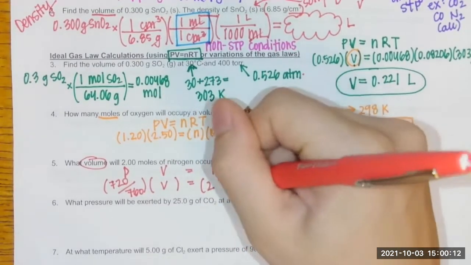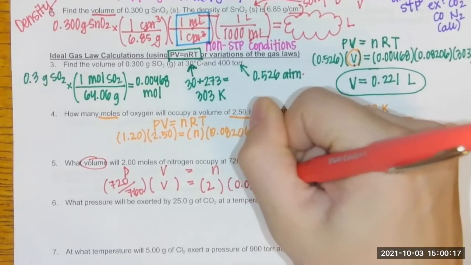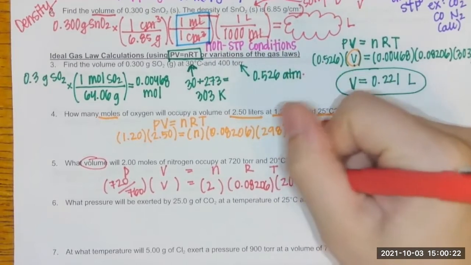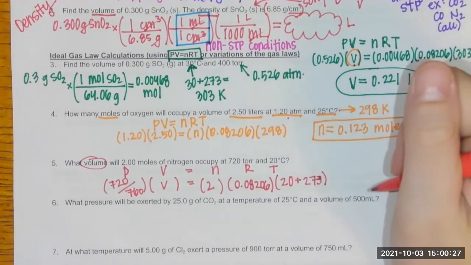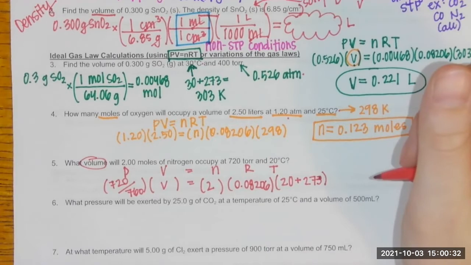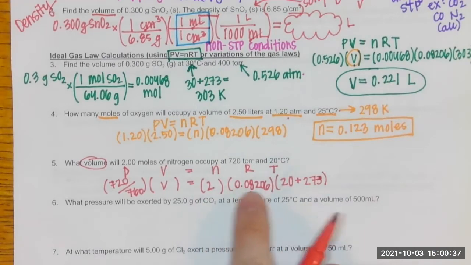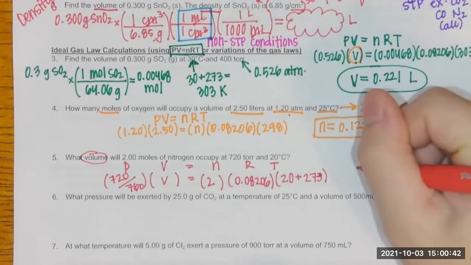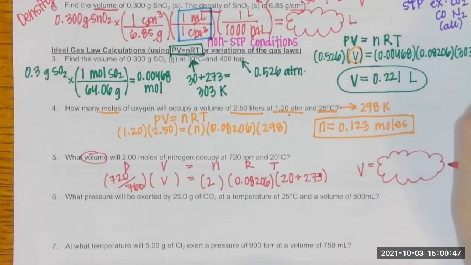2 moles. So n is 2. R is always 0.08206. And the temperature to convert from 20 degrees Celsius to Kelvin, I'm going to add 273. Solving for V, we would multiply those and divide over the P. Make sure you get a final answer. Volume equals blah, blah, blah liters.